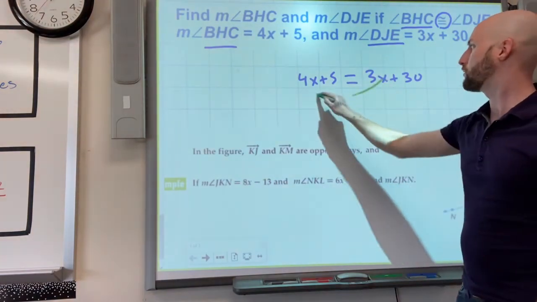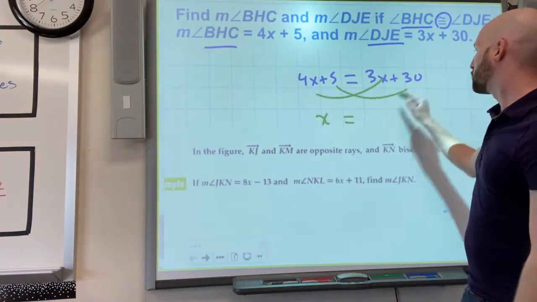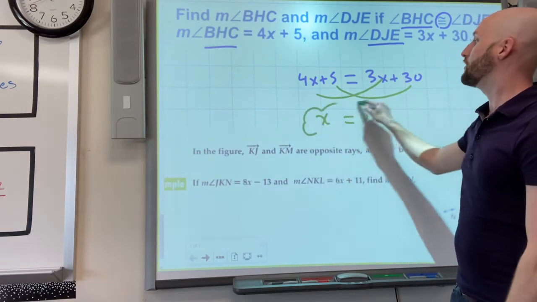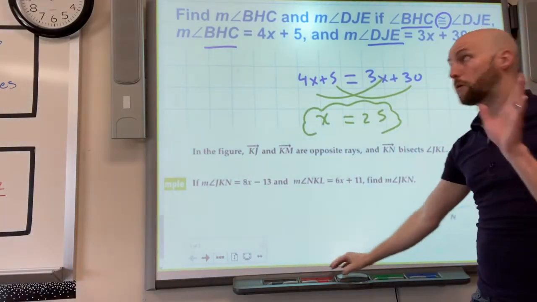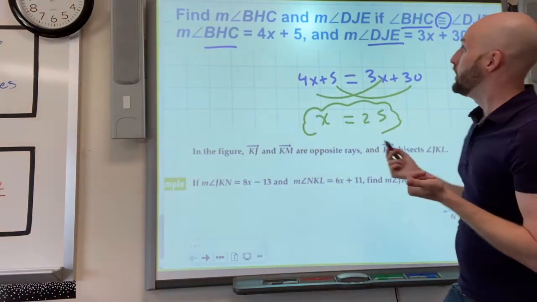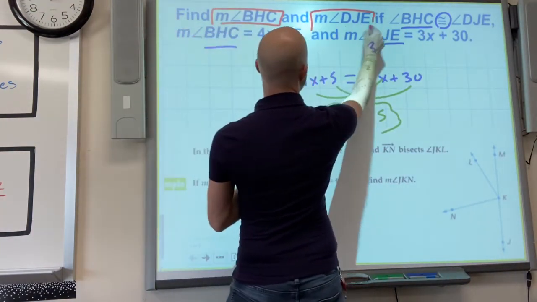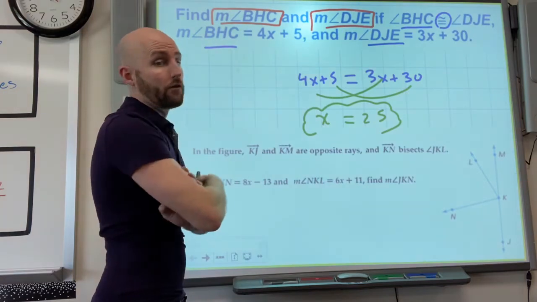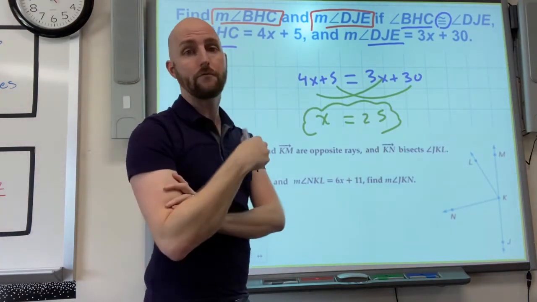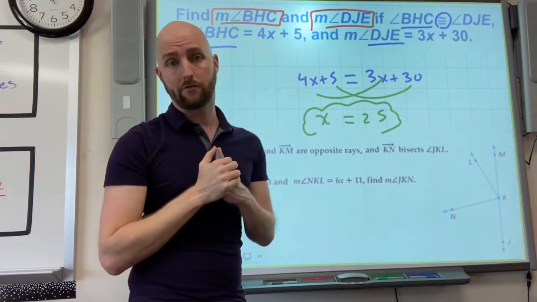We solved this, right? Subtract 3x is 1x, subtract 5 is 25. Here is the value of x. Do they want x? Let's find out. It says find the measure of this and find the measure of that. So they don't care what x is. So if this is a test question and I just wrote 25, went woohoo! Like, you did not answer that question.